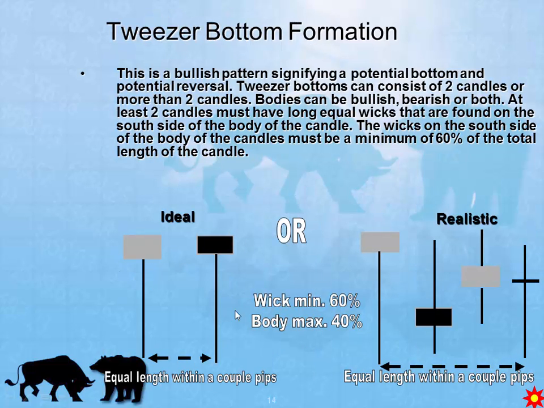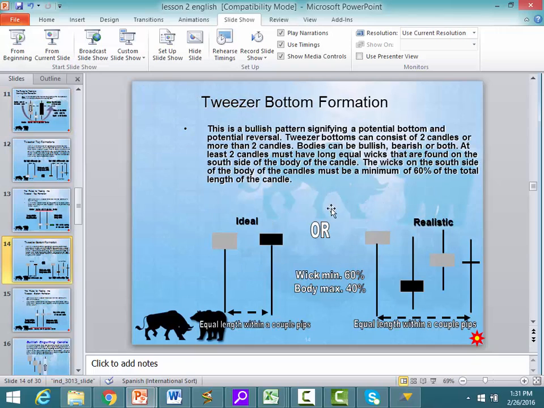Same thing right here. When you see two long wicks, if the wicks are at the bottom, that's a bullish formation. This is what's called a tweezer bottom formation. When you see two long wicks to the downside, this means the market wants to go up. And it doesn't matter if you have a couple of candles in the middle. The importance is two wicks almost at the same area.